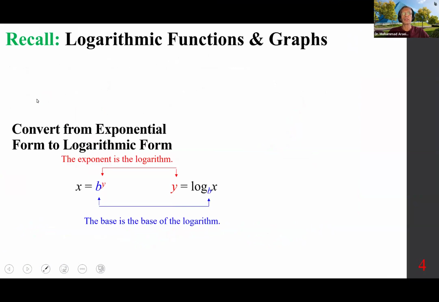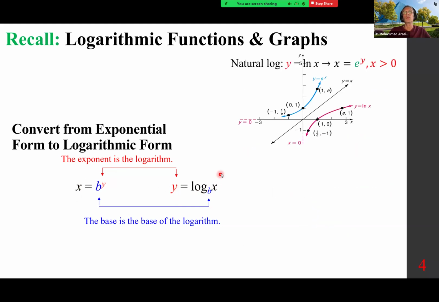Logarithmic functions and graphs. Remember, when we want to go from one format to the next, to convert from exponential form to logarithmic form, x equals b to the power of y is y equals log x to the base b. They both have the same exponent, namely y, and the same base, namely b. And this is the result of the exponential. This is called the argument of the log.